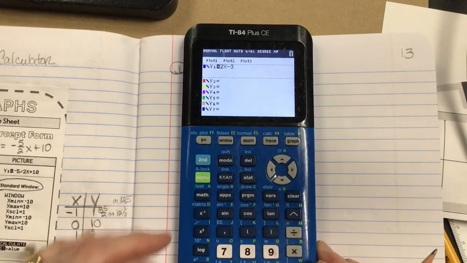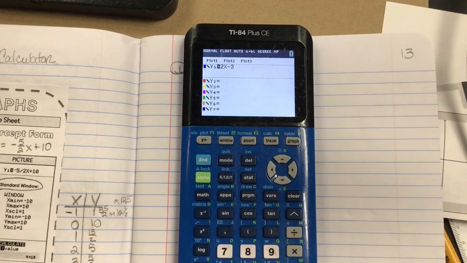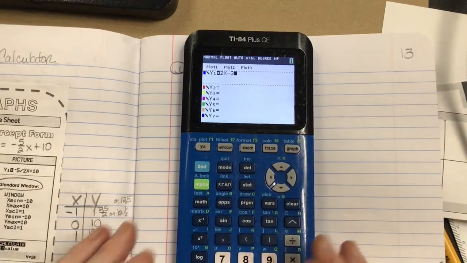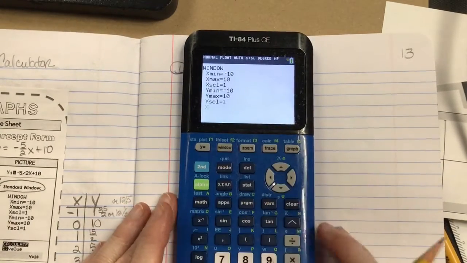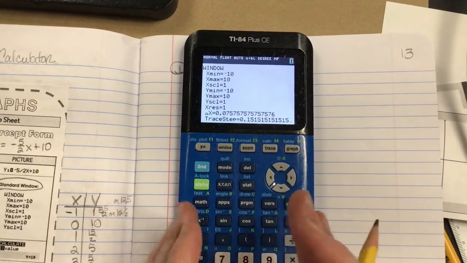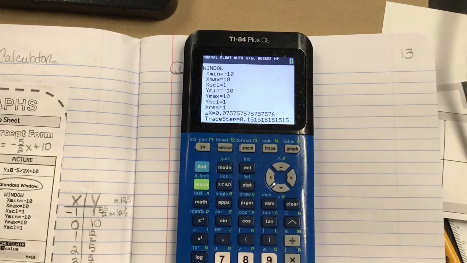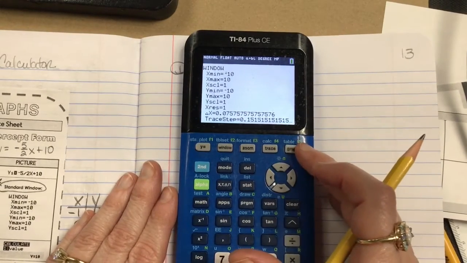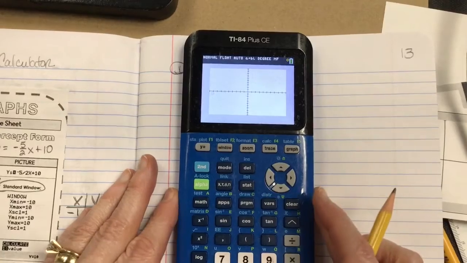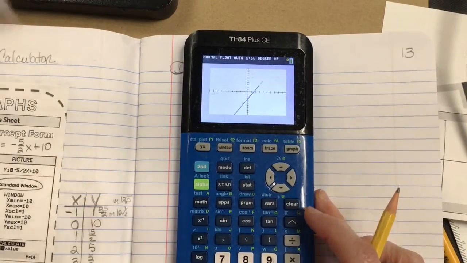Sometimes it will give you an error, and sometimes it will graph it and give you a weird answer. So be careful of what they call syntax errors. It's a typing error. Now, if you want to check your window, you can, just for comfort. Am I in the right window? I am. So what do we want to hit next? Graph it.